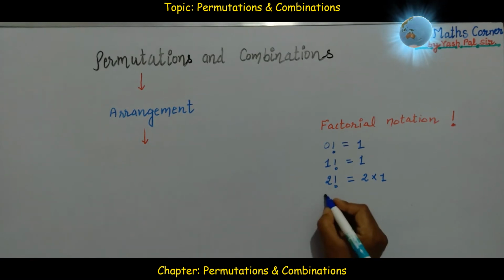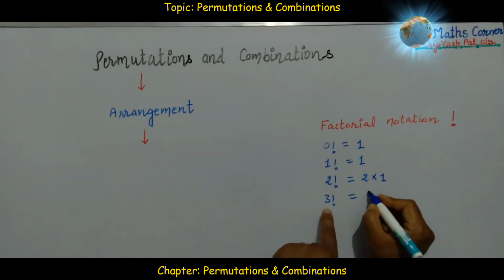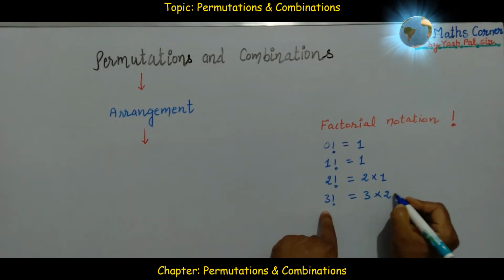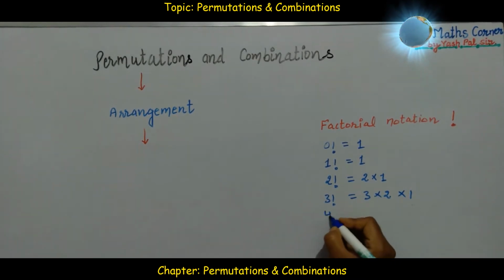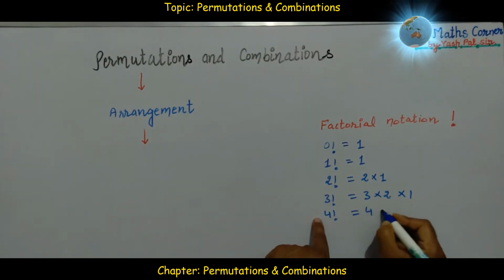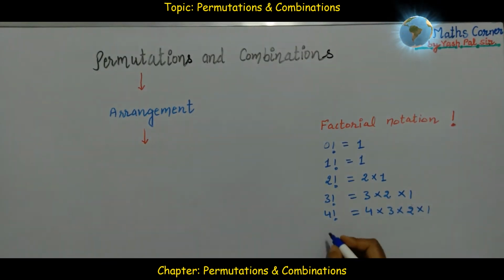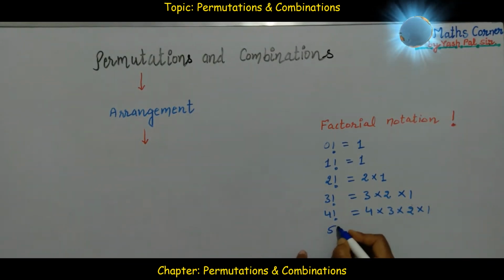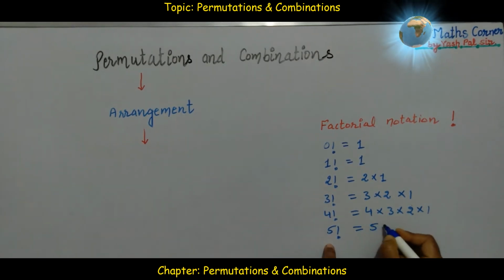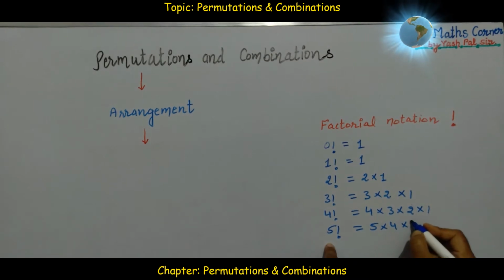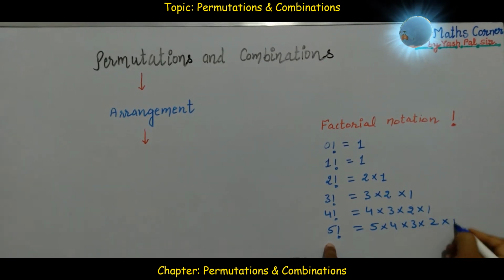Thereafter, 3 factorial means 3 into 2 into 1. 4 factorial means 4 into 3 into 2 into 1. Now you can tell me what is the meaning of 5 factorial. Of course, the answer is 5 into 4 into 3 into 2 into 1, like this.